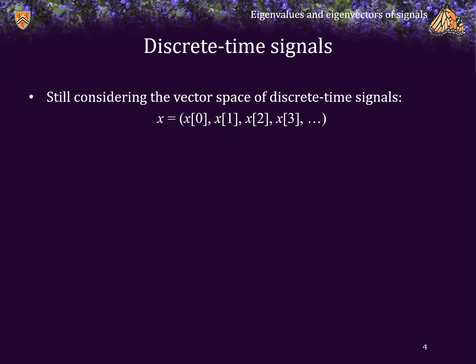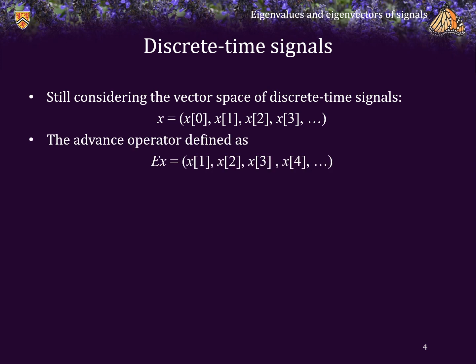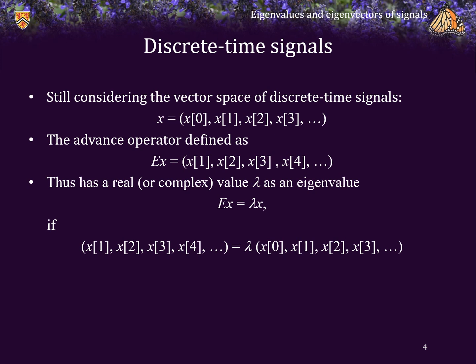Still considering the vector space of discrete time signals, you will recall that the advance operator, on the other hand, shifts all the values one time step into the future. And so the signal at the initial time is now what used to be the signal one time step into the future. Now, this advance operator is going to have an eigenvalue of lambda if the advance operator applied to a signal is equal to lambda times that signal. And so therefore we must have the left-hand side equaling the right-hand side.